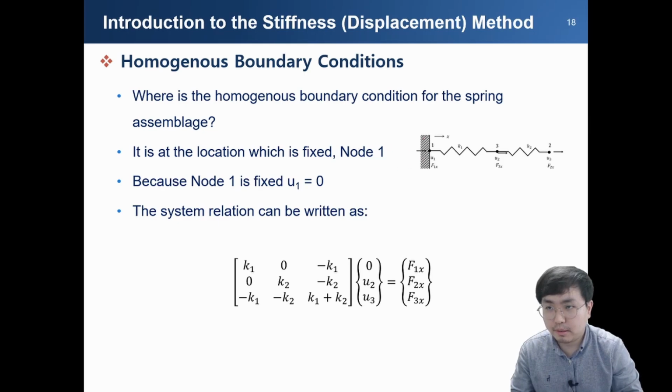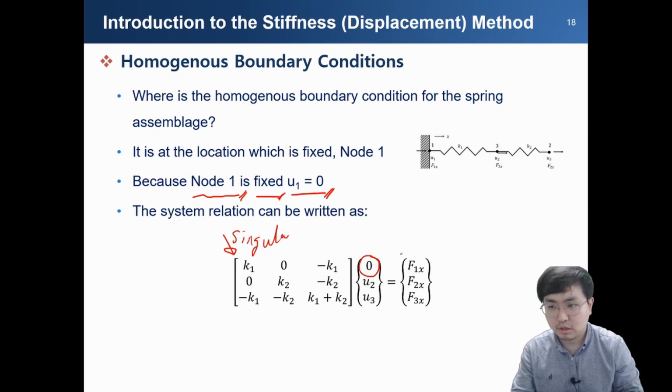In the previous example, I prepared this kind of solid structure. I already told you that the first node is always fixed. U1 is equal to 0. We already know that U1 value, so it is out of scope in the equation. But in the matrix form, we don't have any idea. This matrix is also singular, so we cannot take any inversion to obtain the U2 and U3 values.